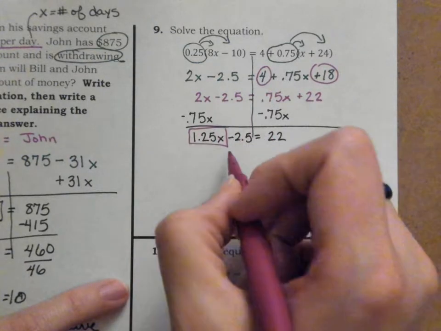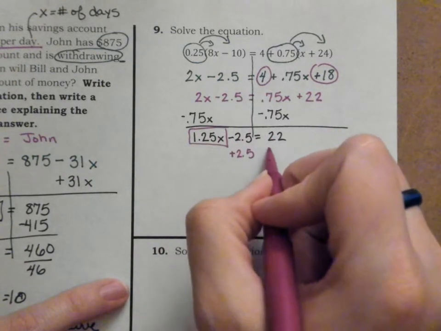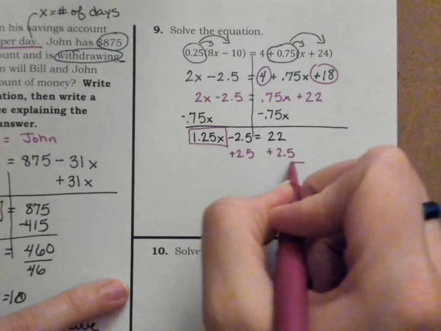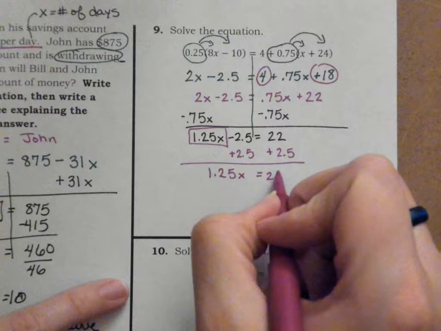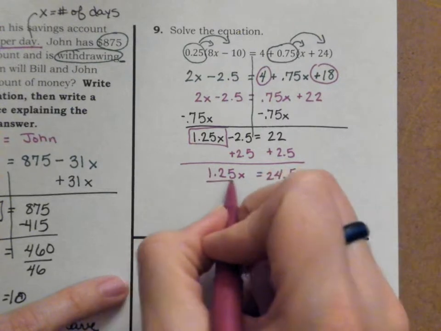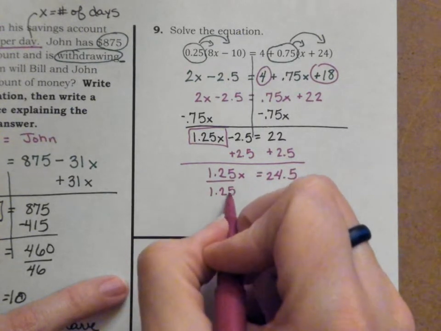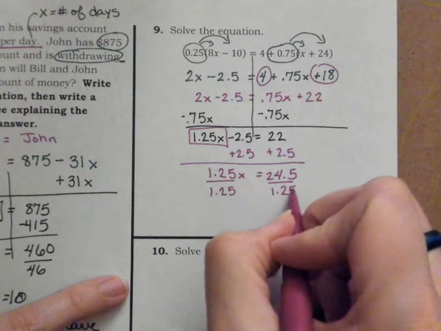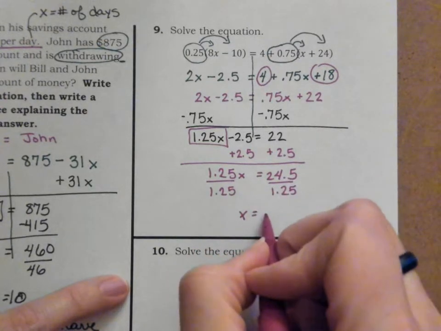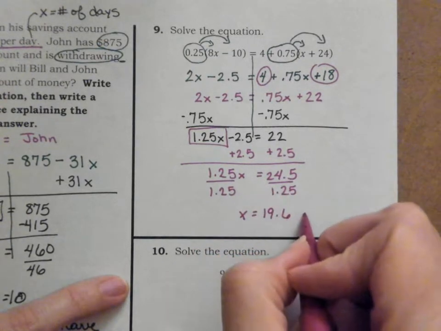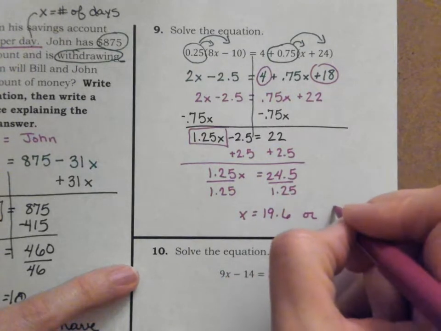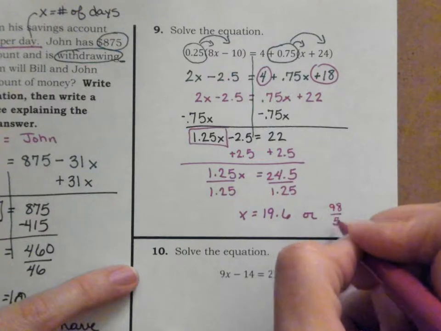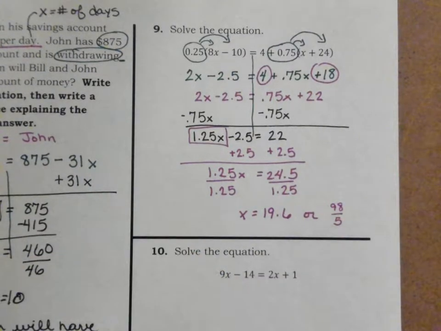Box in your variable, add 2.5, 1.25x equals 24.5. Then we divide both sides by 1.25, and x equals 19.6. Or you can change it to a fraction, which would be 98 over 5. However, I would let you leave this as a decimal answer because there were decimals in the problem itself.